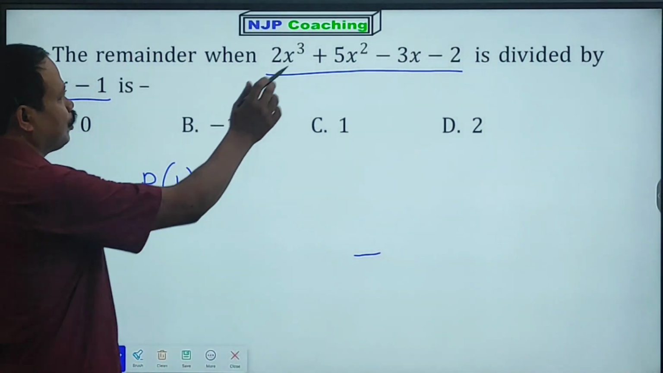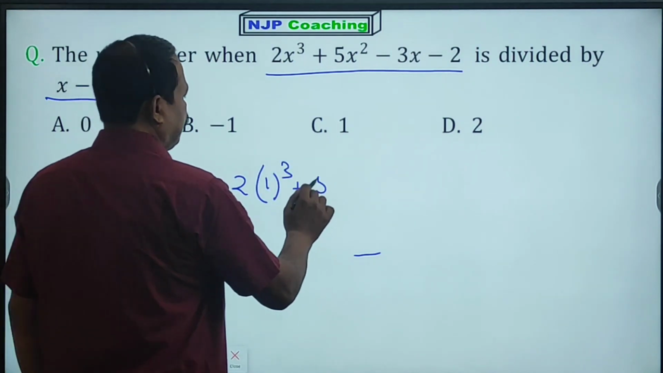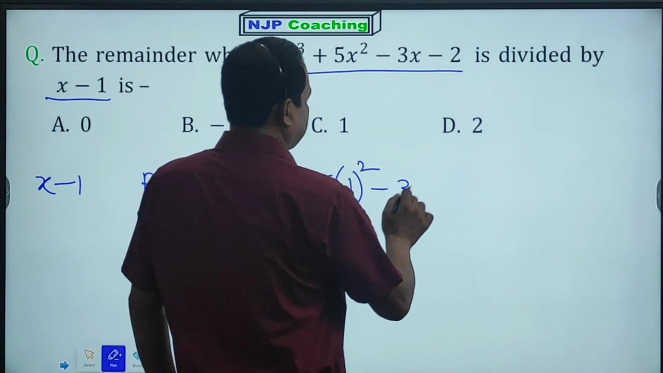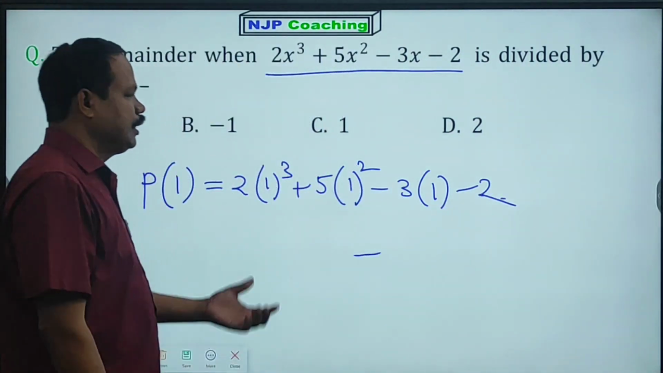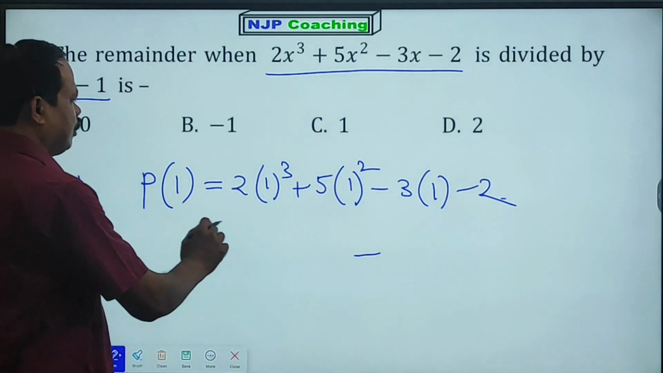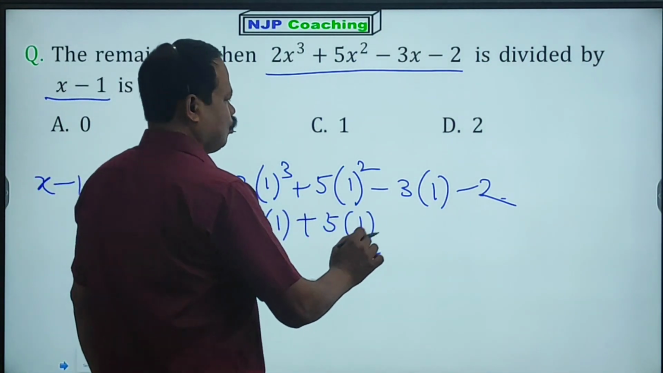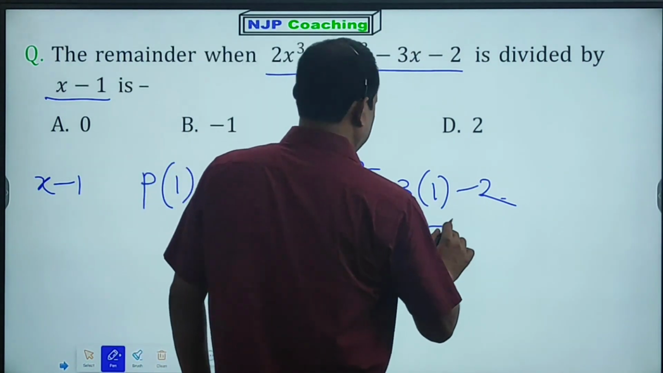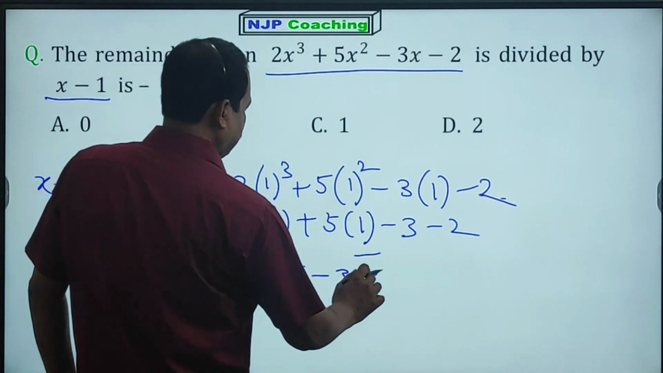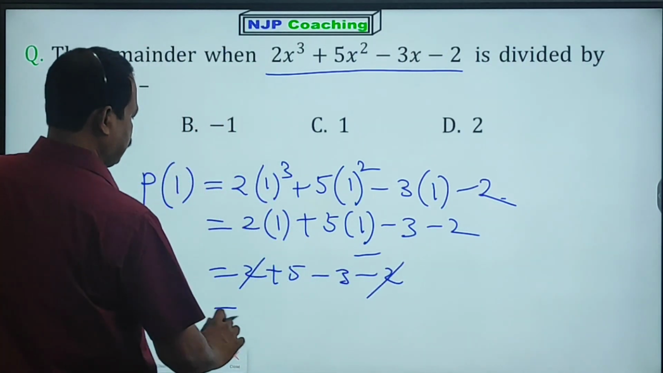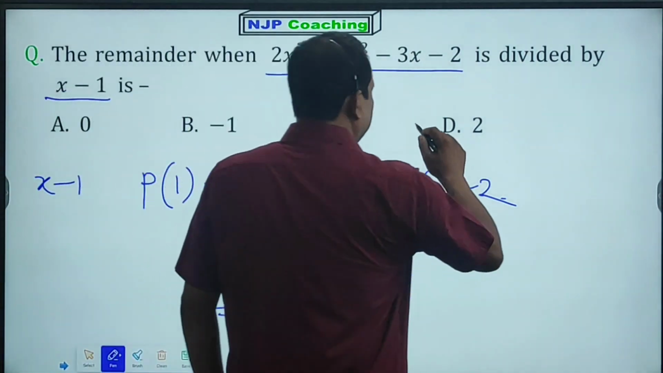So what is P(1) for this polynomial? We have to find 2 into 1 cube plus 5 into 1 square minus 3 into 1 minus 2. So on calculation we will get a value and that will be the remainder. 2 into 1 cube means 2, 5 into 1 square means 5, 3 into 1 is 3, and 2. So 2 plus 5 minus 3 minus 2: 2 and minus 2 cancel, and 5 minus 3 equals 2. So what is the remainder?